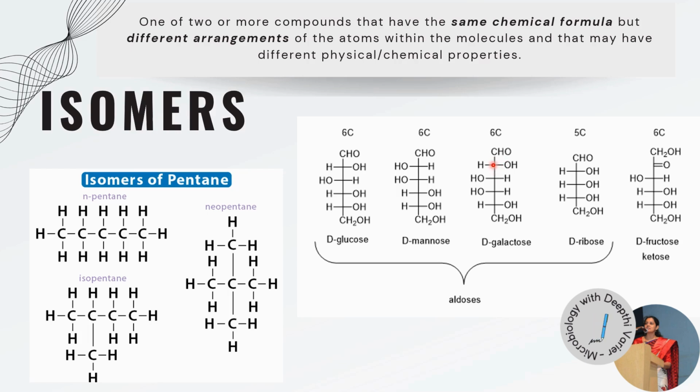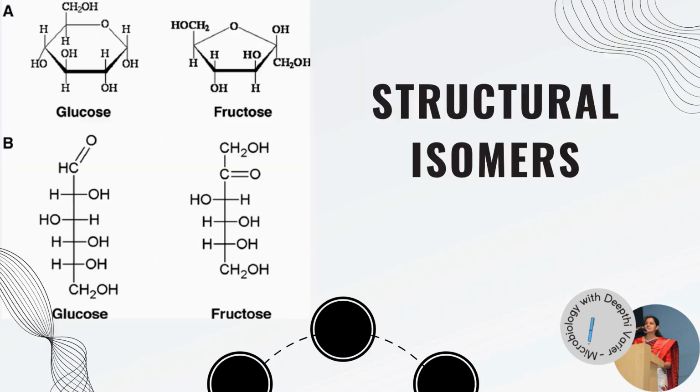This carbon is attached to four different groups. So when all the four groups that are attached to a carbon are different, such a carbon is called a chiral carbon, and such an asymmetrical carbon is what allows the carbohydrates to have multiple types of isomers. So we'll be looking at each of these isomers. Let's first start with structural isomers.